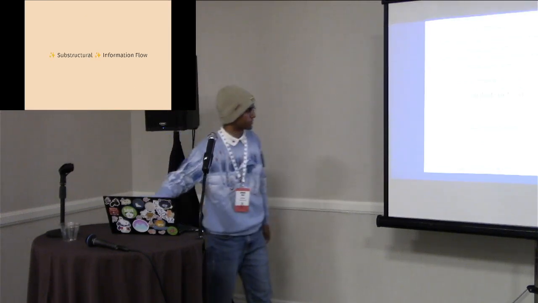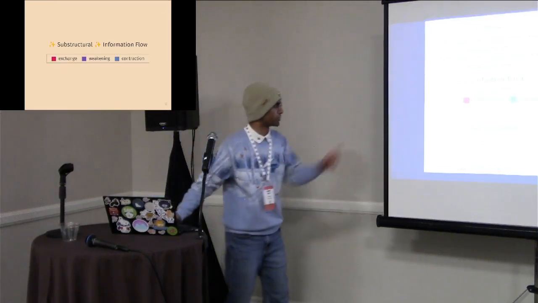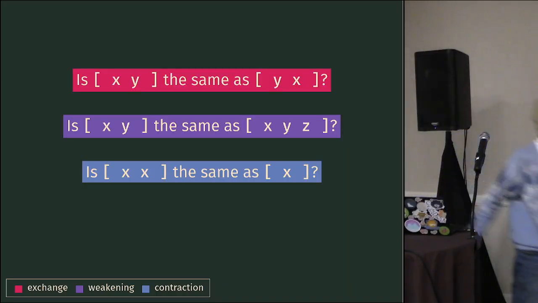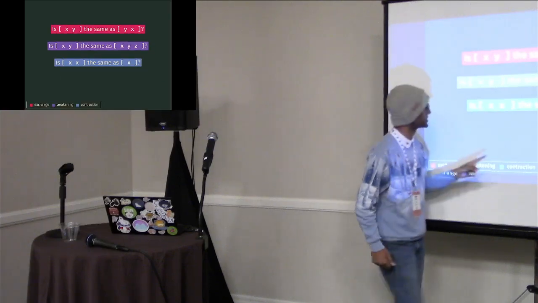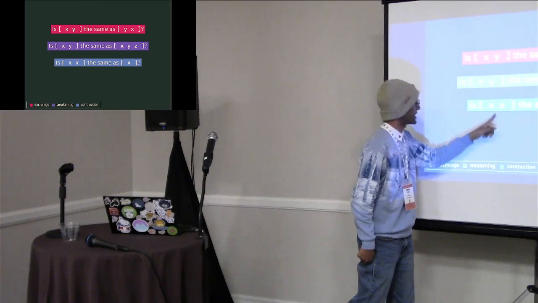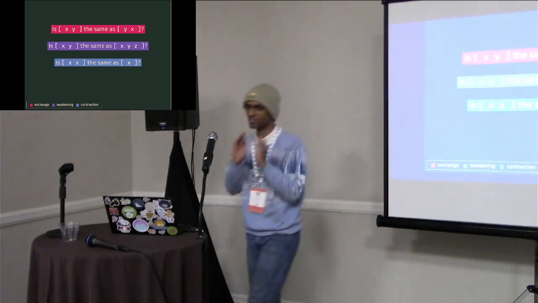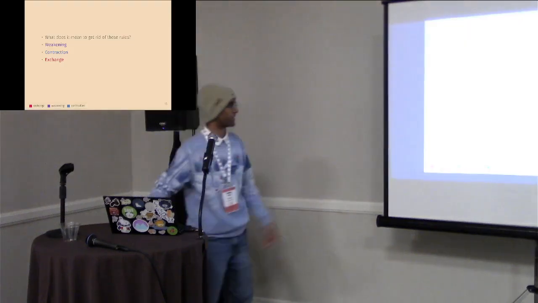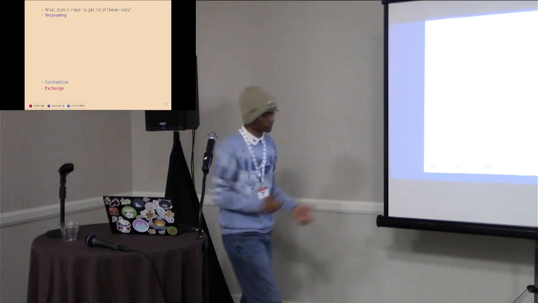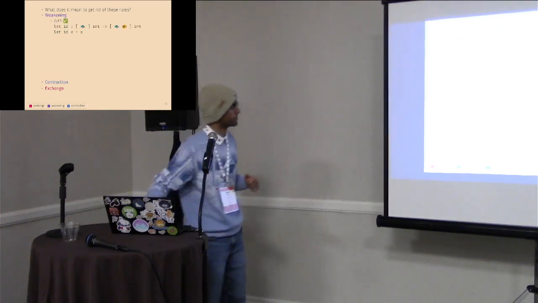Okay, so now let's do substructural information flow. Some questions you might ask upon seeing our syntax: Is xy the same as yx? Is xy the same as xyz? Is xx the same as x? Contraction. Okay, so what does it mean to get rid of these rules? These are pretty familiar. They're just the normal substructural rules, but what do they mean for information flow?